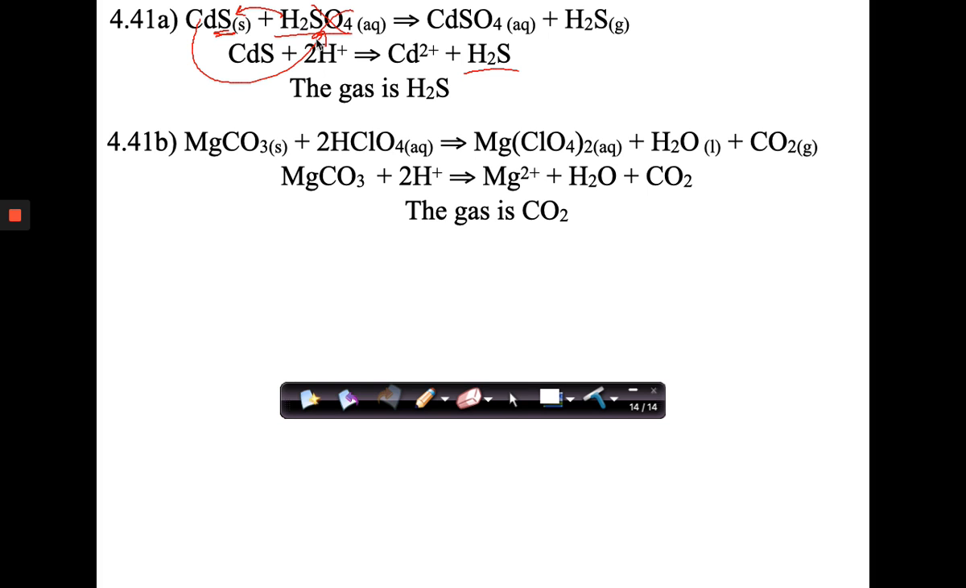The sulfate is actually a spectator, and then we end up with cadmium ion also in solution because the cadmium starts as a solid and then it becomes an ion in solution. But again, we're looking for that gas, which is H2S. What else, y'all?